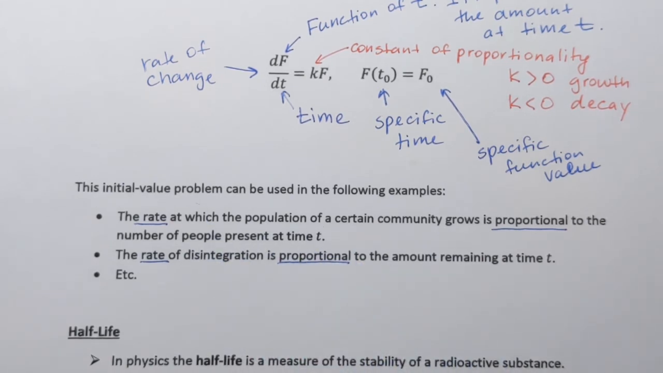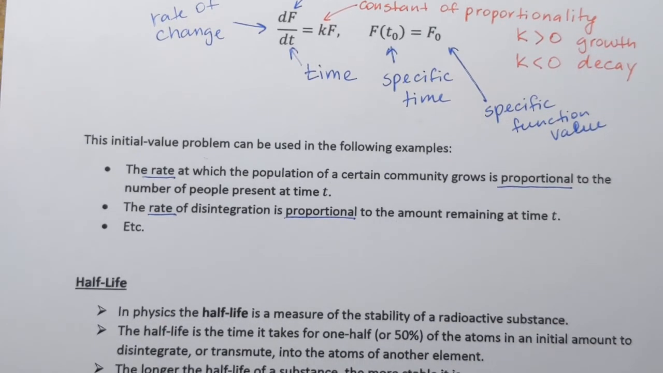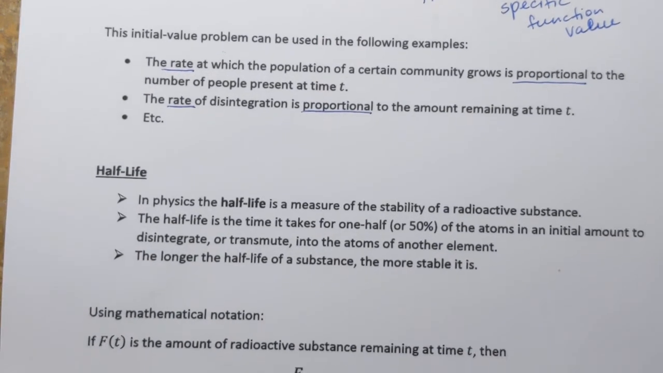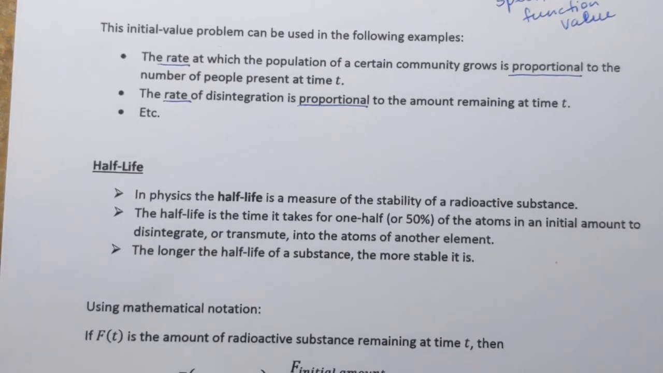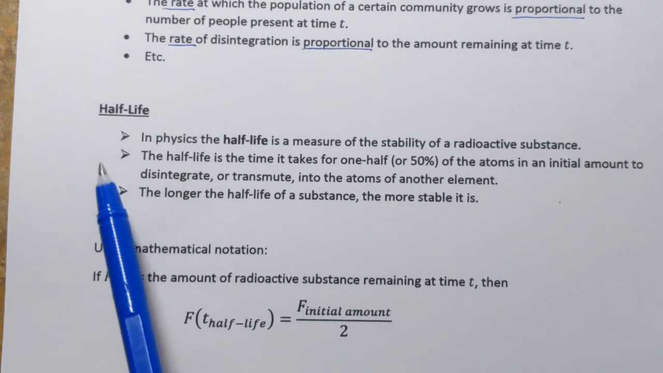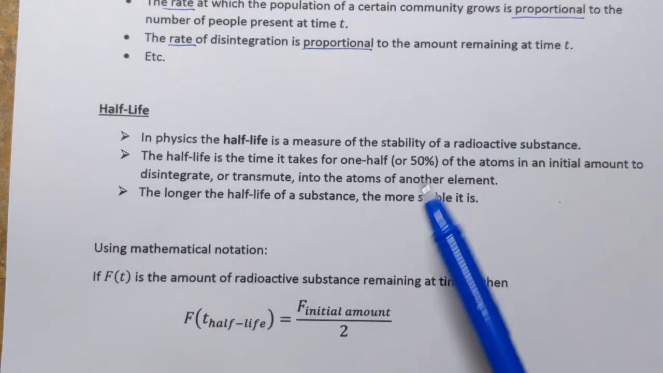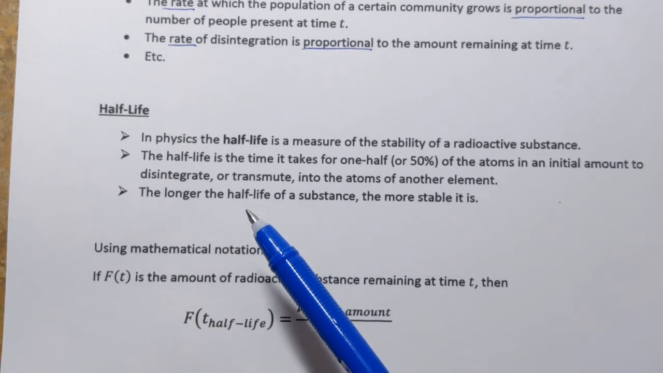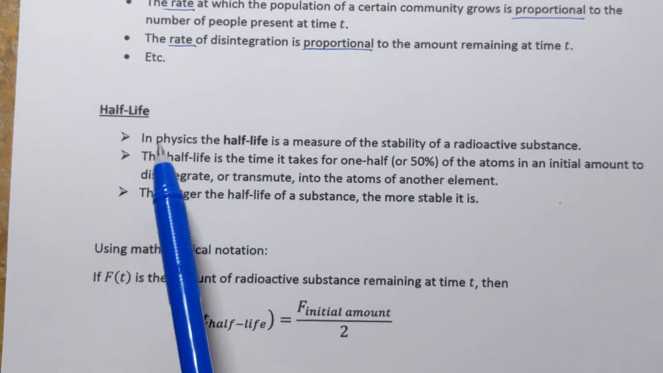And then finally, we're basically ready to do examples, but just as extra information that you might find helpful as you do some specific examples, here is information about half-life. You can also come across half-life questions, and here are just a few notes about half-life. So what is half-life? It says here that in physics, the half-life is the measure of stability of a radioactive substance. That's a general definition. So half-life measures stability, but how exactly does it measure stability?